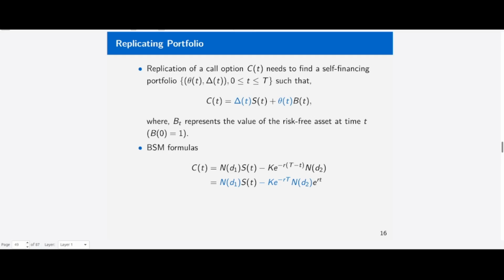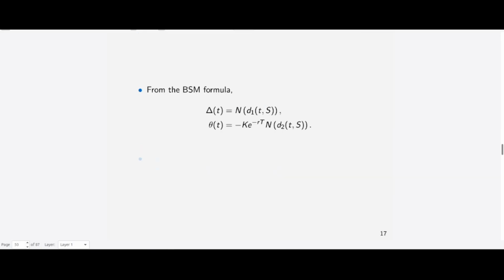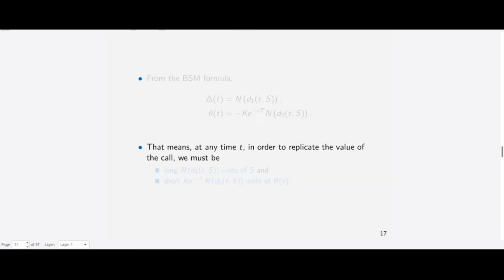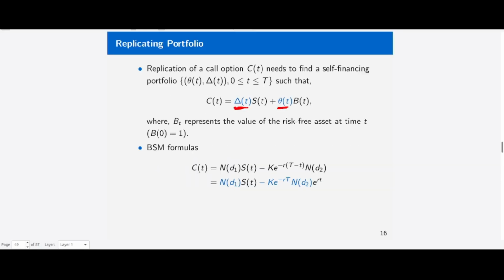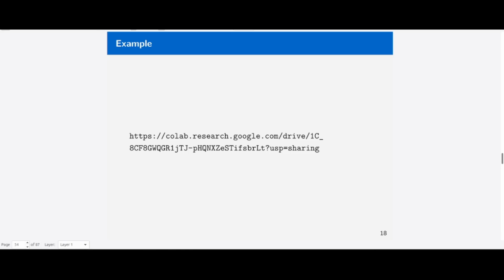That means to replicate our portfolio at any time t, we have to hold this amount of the share and also this amount of risk-free assets, right? So that means a long position of these units of the share, the underlying asset, and a short position of these units of risk-free assets, right? So the key point is to relate this with the Black-Scholes-Merton formula.